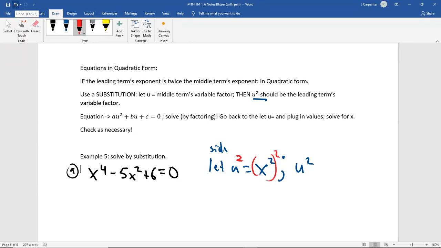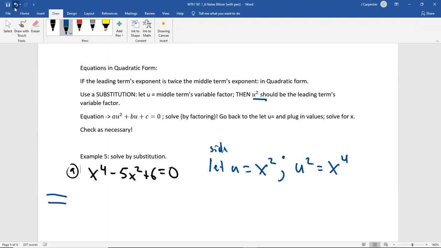So u squared, well, this is x squared squared on the right. I'm not adding these exponents, I'm multiplying. Now, it's a coincidence that the answer is the same. That's not always the case. So we're multiplying the exponents in that situation, which says u squared is x to the fourth, which is the variable factor from the leading term. Everything is working out perfectly so far.